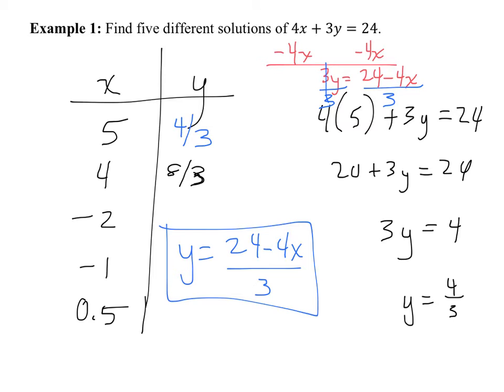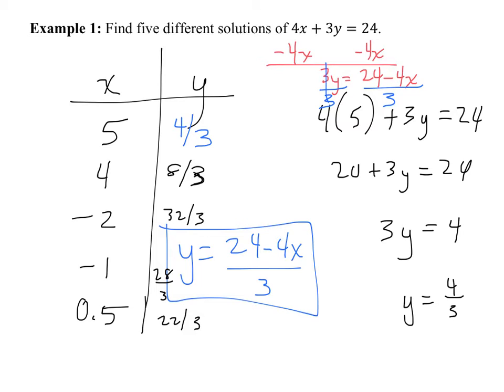Next, -2. 24 minus -8 gives me 32. 32 over 3, 32/3. It's not going to be divisible by 3 in that case. A -1 will give me 28 over 3, which is not divisible by 3 either. And finally, 0.5. That'll give me 24 minus, what's 4 times 0.5, quickly? 2? So 24 minus 2 is 22 over 3. All right, so those are all the values of y.